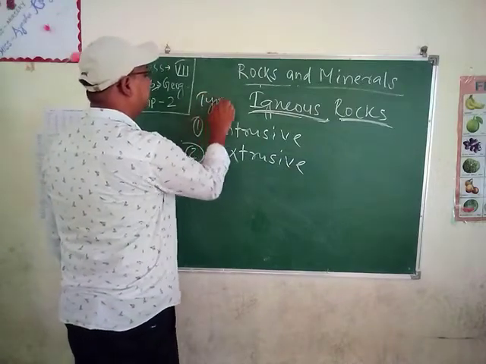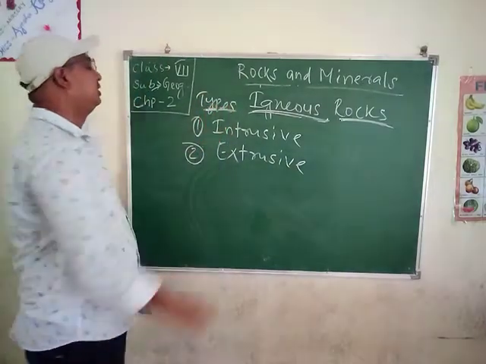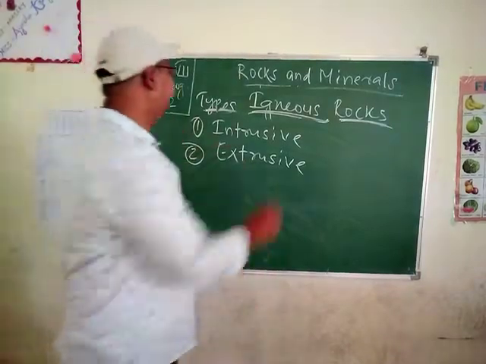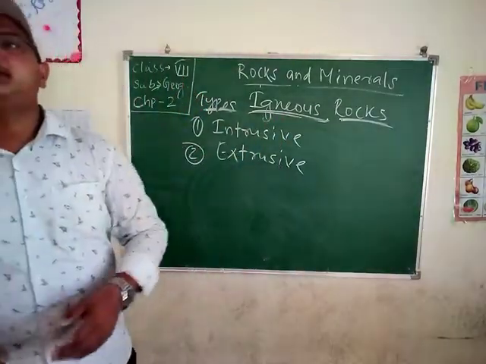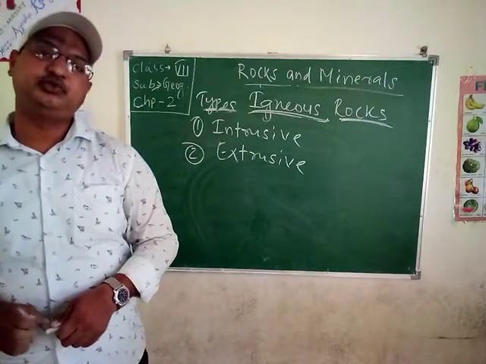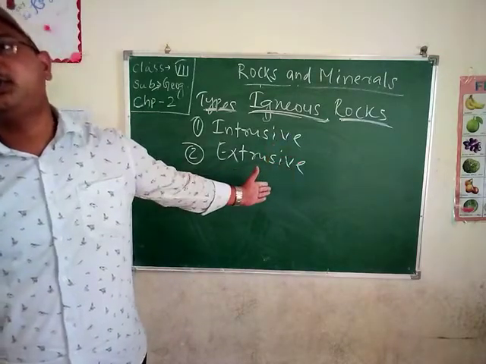These are called the types. The first one is intrusive. The second one is extrusive. Friends, there are two types of igneous rocks, as I have told you. The first one is intrusive, second one is extrusive.